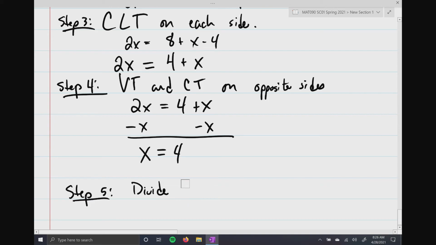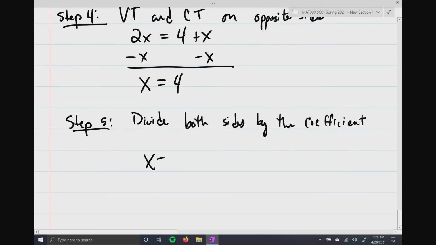Divide both sides by the coefficient. You should know what that word means by now. So our coefficient is a 1. It's in front of the x. So I don't have to do anything. Dividing anything by 1 doesn't change anything.